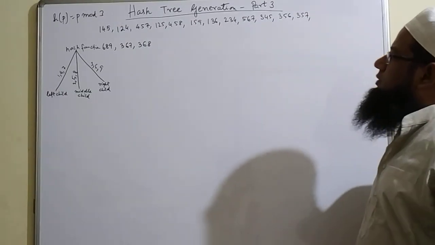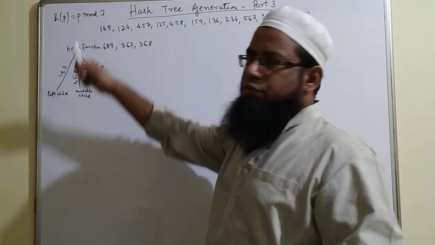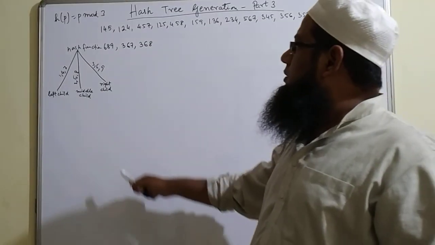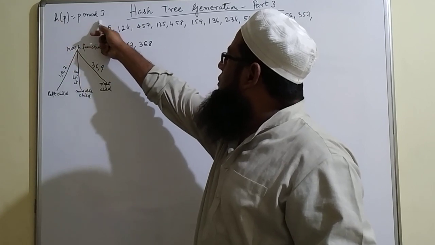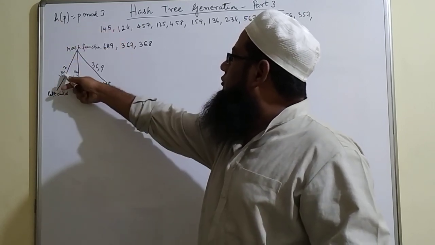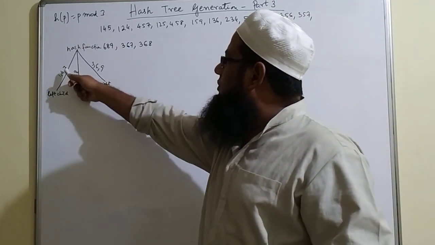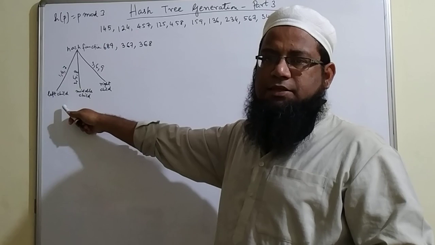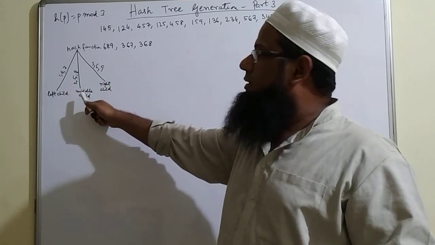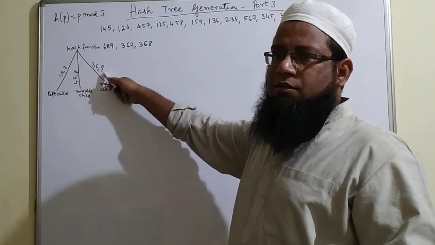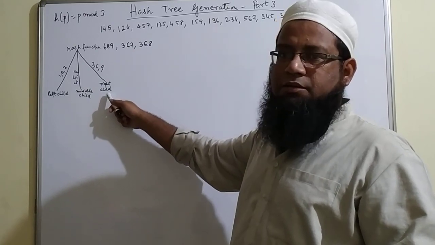We are going to use the hash function h(p) = p mod 3 in the hash tree. Any number starting with 1, so 1 mod 3 is equal to 1, 4 mod 3 is equal to 1. So 1, 4, 7 will become the left child of the hash tree. Similarly, the numbers 2, 5, 8 will become the middle child, and 3, 6, 9, whose mod will be equal to 0, will be your right child.